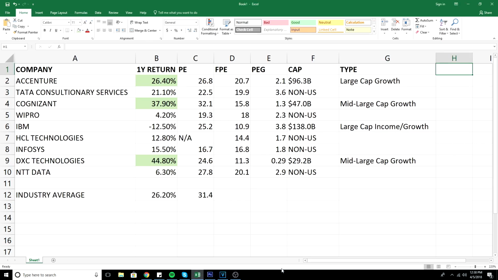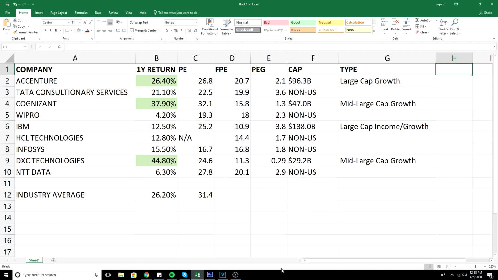But I jotted down these companies, and a number of them were non-US companies, and so I wasn't able to gather much data. Specifically, market cap is difficult to compare because you're going to have to convert the currencies. But what I did is I went ahead and wrote down these companies. I grabbed the 1-year return from this stock, the PE ratio, the forward PE ratio, and then the price to earnings to growth ratio, the market capitalization. And based on that information, I determined what type of investment this was.